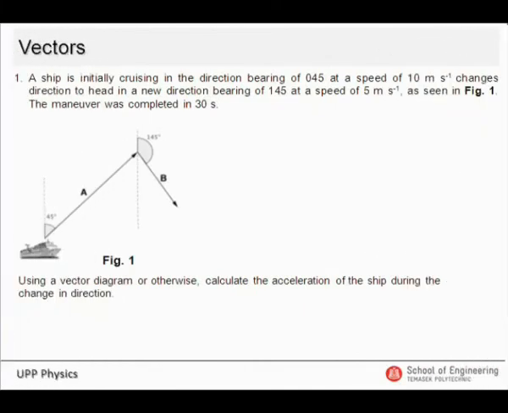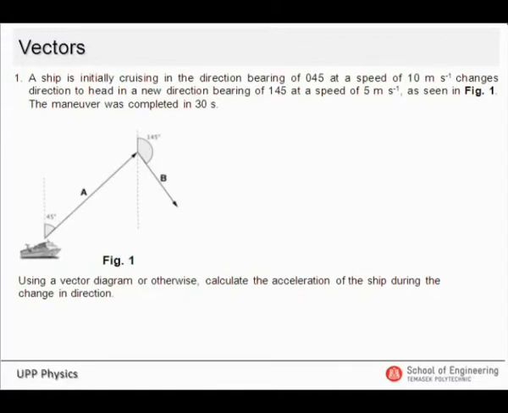Now in this problem, we will be learning how to do addition and subtraction of vectors using the component methods. Let's take a look at this question. A ship is initially cruising in the direction bearing of 45 degrees at a speed of 10 meters per second, and it changes direction to head in a new direction bearing of 145 at a speed of 5 meters per second, as seen in figure 1. The maneuver was completed in 30 seconds. Use a vector diagram, or otherwise, let's calculate the acceleration of the ship during the change in direction.